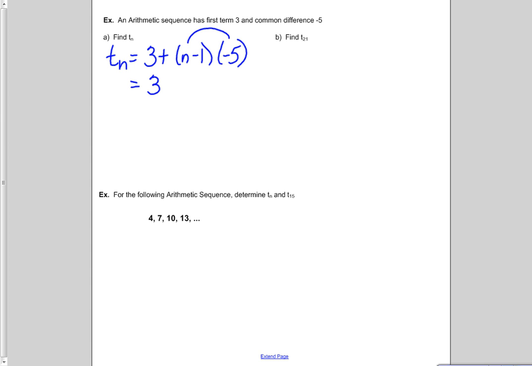Distributive law would be -5n plus 5. Final answer: 8 take away 5n.